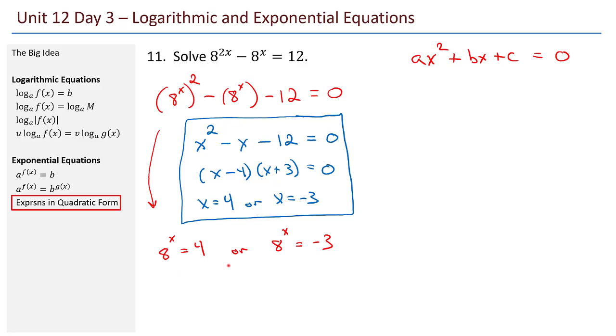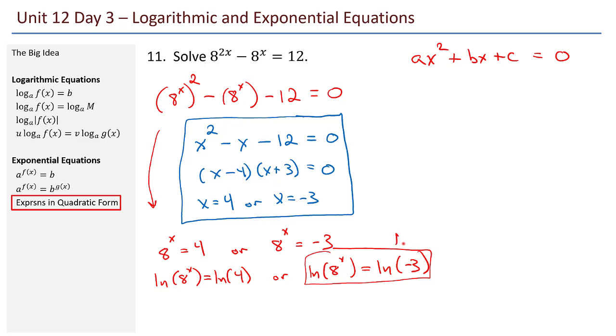Well, let's keep going. We'll solve for x. So on the left, I have the natural log of 8 to the x equals ln 4, or the natural log of 8 to the x equals ln of negative 3. And right away I see something bad here. Why is this a problem? Because there's a negative 3 as the argument of natural log. Natural log can't take negative 3. Natural log can be applied only to numbers that are positive.